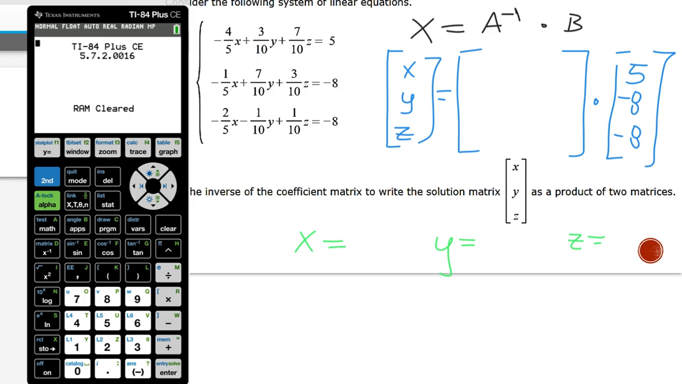So again, we go to our calculator, press second matrix. We're going to edit matrix A. It is now a 3 by 3. We're going to type in the fractions: -4 divided by 5, press enter, 3 divided by 10, press enter, 7 divided by 10, and keep going through the list. You can just use division versus a fraction button. You can use the fraction button, that's totally fine, but it is faster just to do division. -2 divided by 5, -1 divided by 10, and 1 divided by 10.